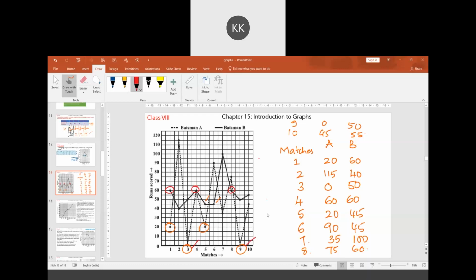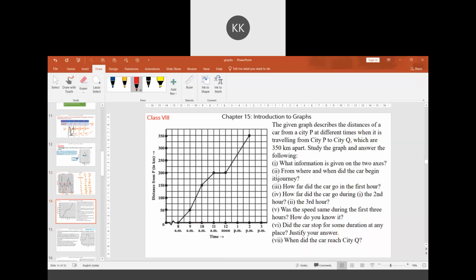So we can interpret some information from line graph also, as we were doing it in class 7th and 6th. When they give bar graph or a histogram, we know how to interpret the data. Here, when line graph is given, still we can interpret the data.